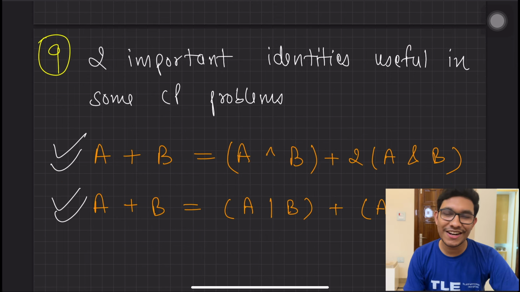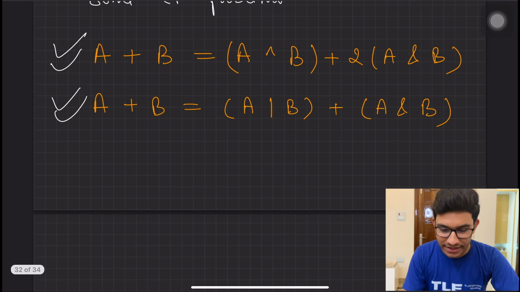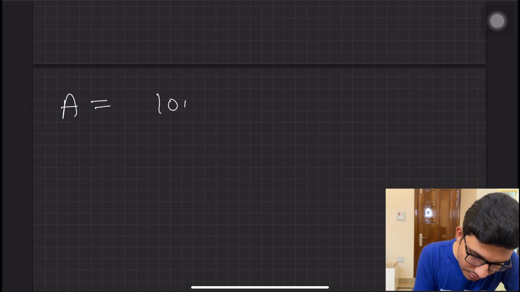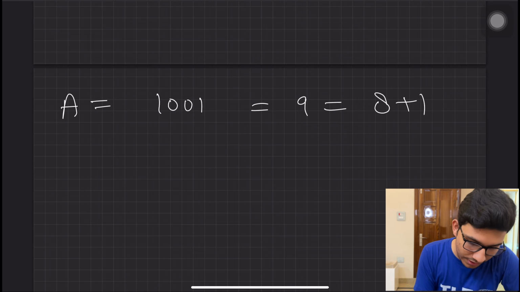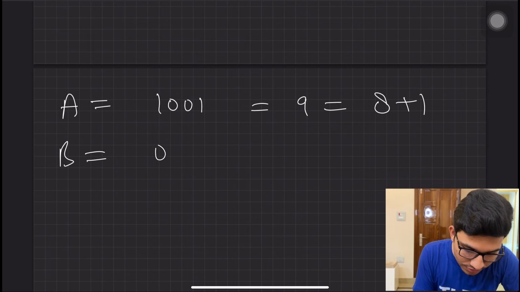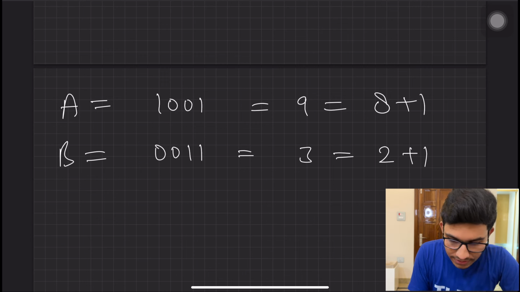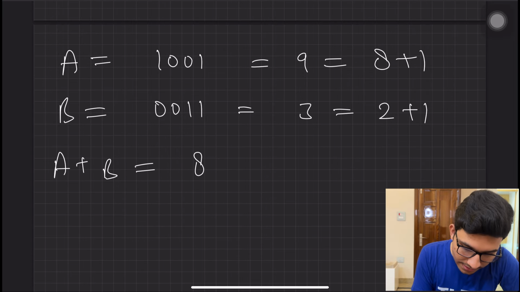Okay, let's move to the 9th trick of this video, which is not exactly a trick, but again, 2 properties. The first property goes like this, that A plus B is equal to A XOR B plus 2 times A and B. Let's suppose A is equal to 1001. So this number is 9, which can be written as 8 plus 1. And if B is equal to 011, this is equal to 3, which is also 2 plus 1. Now if you want to do A plus B, can I say it is the same as saying 8 plus 2 plus 2 times 1?